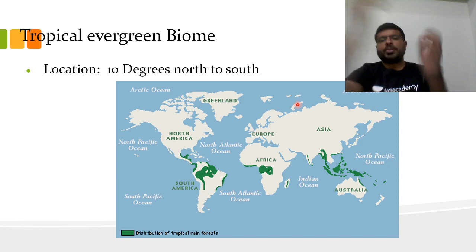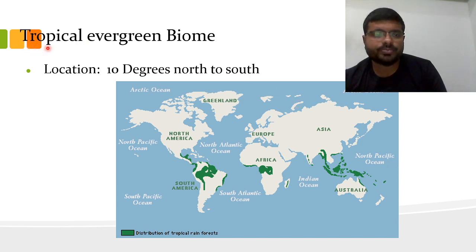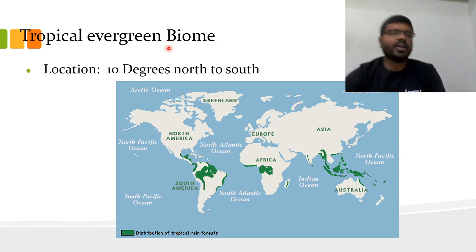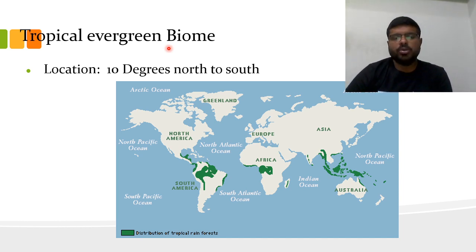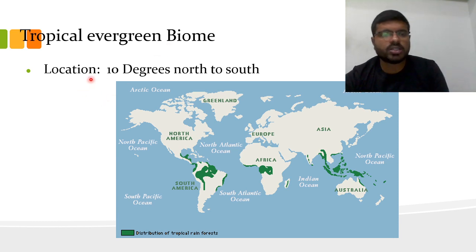First one, tropical evergreen biome. What is this tropical evergreen biome? So where this tropical evergreen biome is found, it is located between 10 degrees north to 10 degrees south.